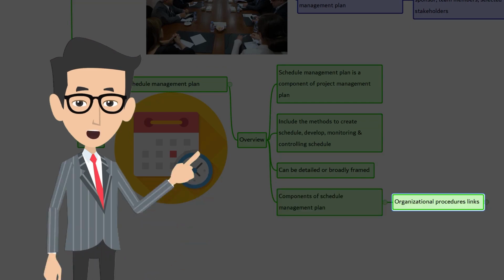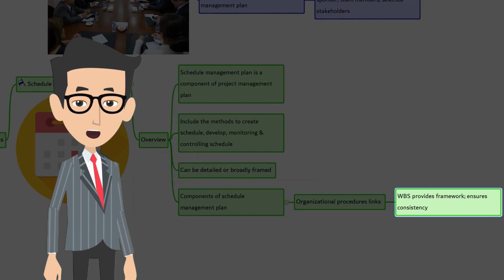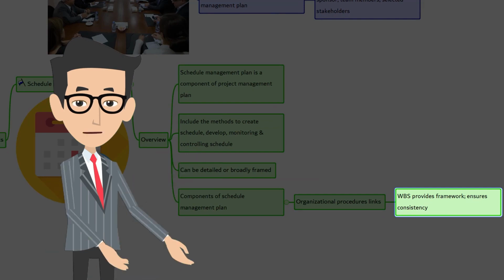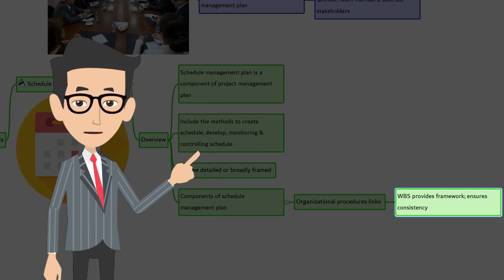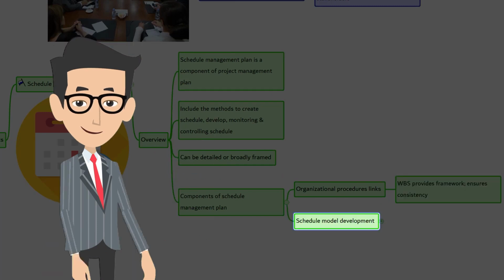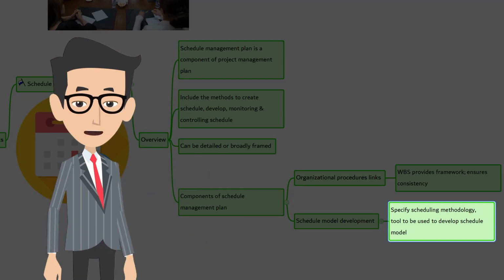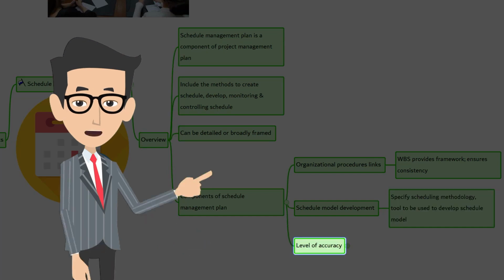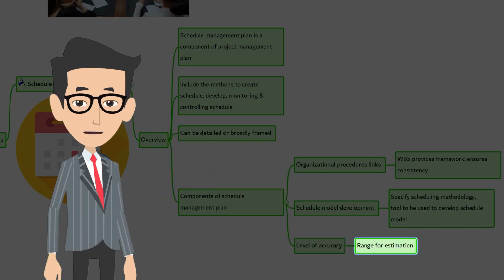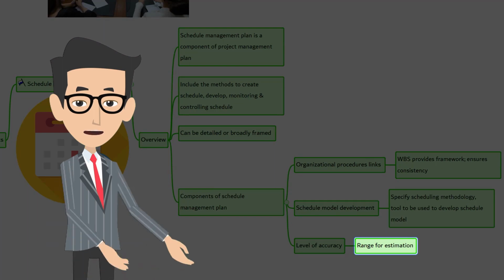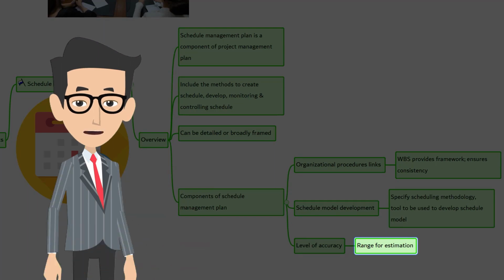The organization procedure links. The work breakdown structure provides the framework for the schedule management plan. This ensures the consistency in estimates across the project. Schedule model development. Here, scheduling methodology, scheduling tool to be used to develop project schedule model are specified. Level of accuracy. While developing the estimation for duration, it's highly impossible to estimate the exact duration required to complete an activity. It varies within a range. In schedule management plan, you should mention the acceptable range of variation. This helps to determine the contingencies required.